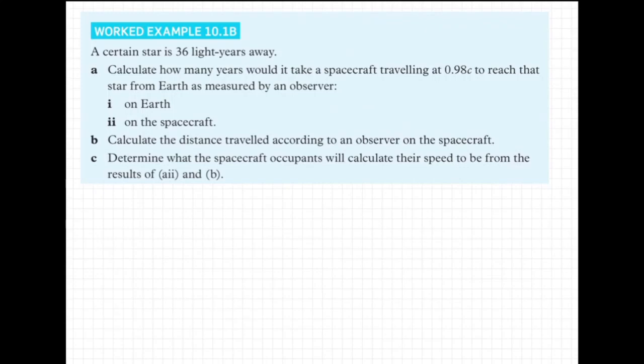So, a certain star is 36 light years away. Calculate how many years would it take a spacecraft traveling at 0.98 c to reach that star from Earth as measured by an observer on Earth. Okay. We want to know how long it would take someone to travel 36 light years if they were on Earth. How do we do it?